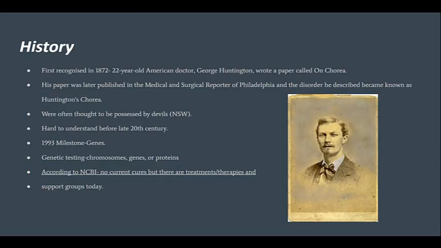And then some history is that it was discovered previously, but it was first recognized in 1872 by an American doctor, George Huntington, hence the name. His paper was later published in the Medical and Surgical Reports of Philadelphia, and the disorder he described became known as Huntington's chorea. It was originally thought that people who had it were possessed by devils or witches.